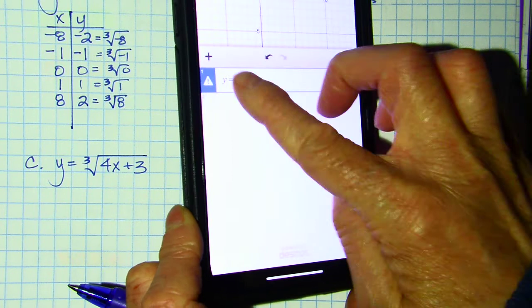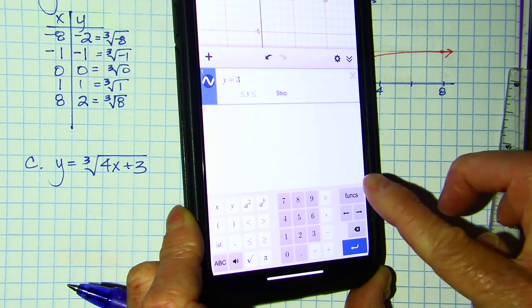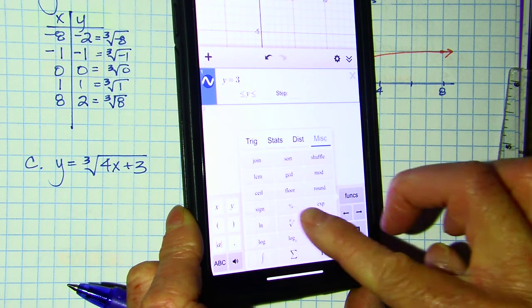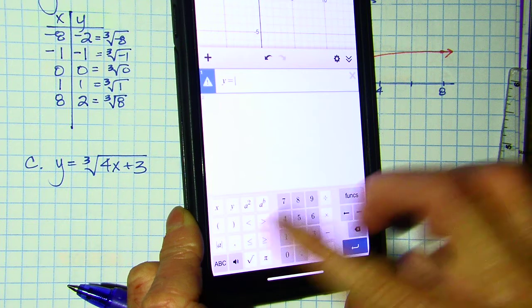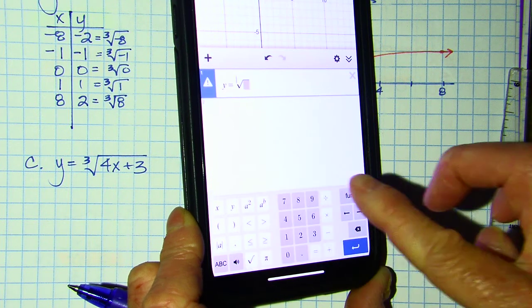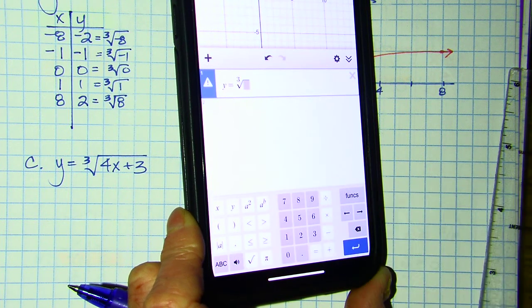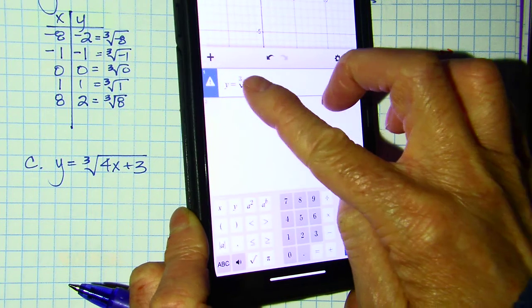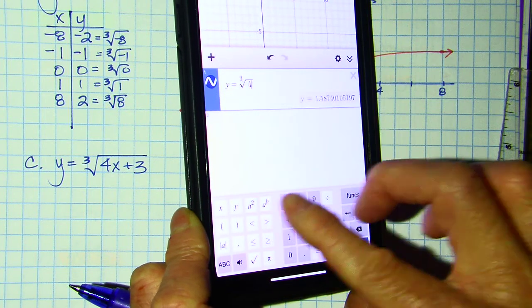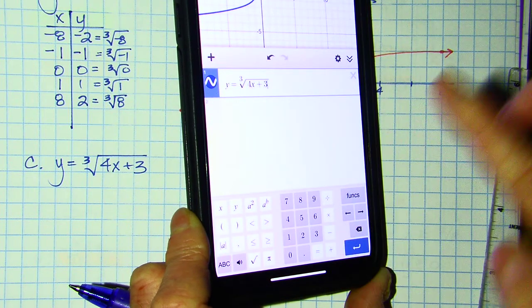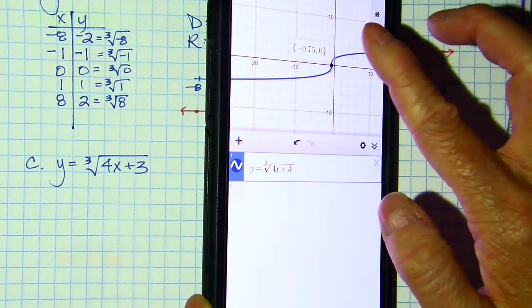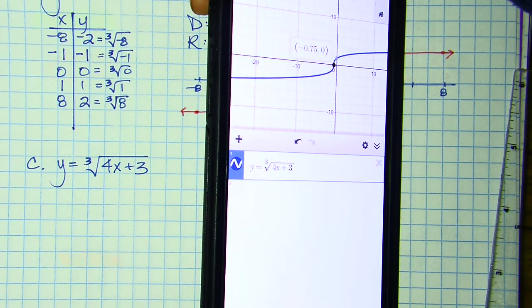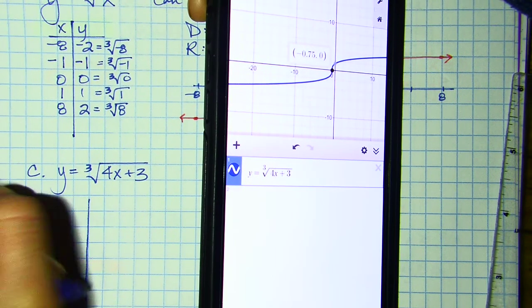So I probably have to enter the 3 and then functions, nth root. Oh, no, I don't have to enter the 3. Okay, so just go to functions, nth root, and you get to enter the 3 right there. And then underneath, I will enter 4x plus 3. And I'm going to pick out a couple of these points. So, and I'm going to record them.